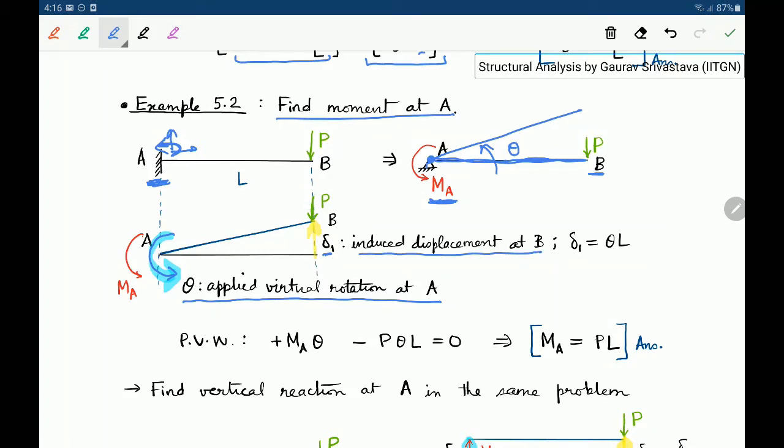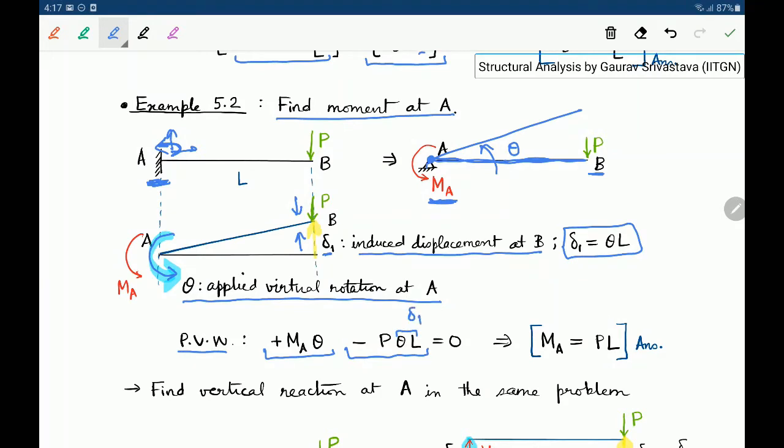Okay, and since theta is small, by definition theta needs to be small, so delta 1 can be written as just theta times L. Okay, and now we can apply the principle of virtual displacement. So the work done by the moment is plus MA times theta, because both the applied virtual rotation and the moment's assumed direction are the same. And then here P is acting downwards, whereas delta 1 is happening upwards. So we have minus P times delta 1, or minus P times theta L, equal to 0.